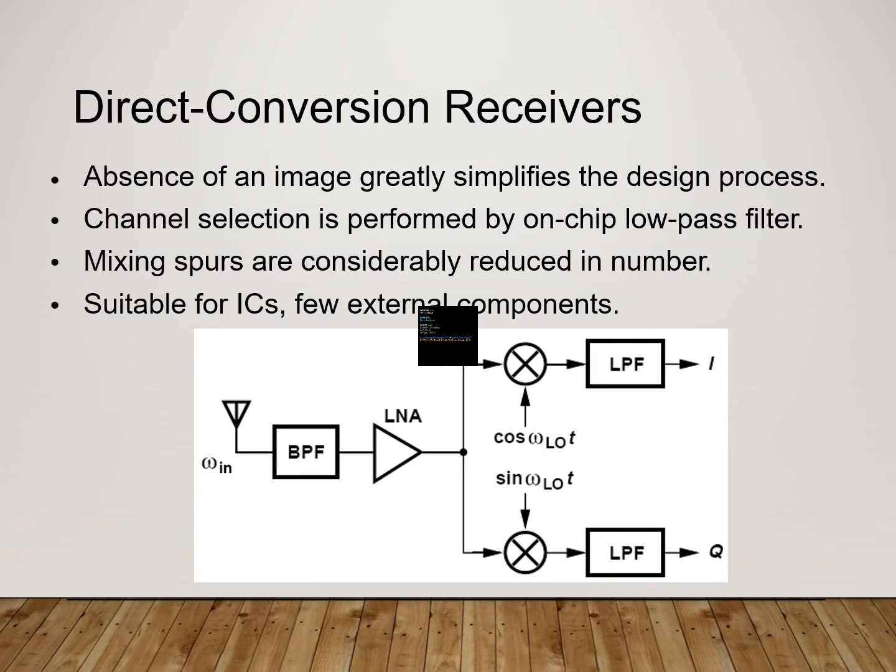Demodulation or direct conversion receivers. The absence of an image greatly simplifies the design process. You can get it as an envelope, by the way. Channel selection is performed by on-chip low-pass filters. Mixing spurs are considerably reduced in number, suitable for ICs, or integrated circuits in general. Few external components are needed.